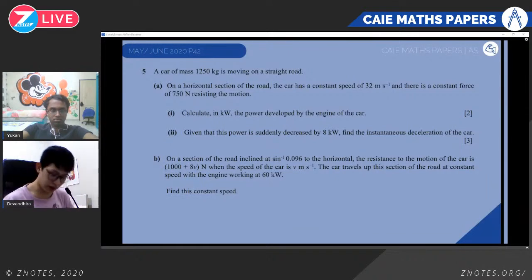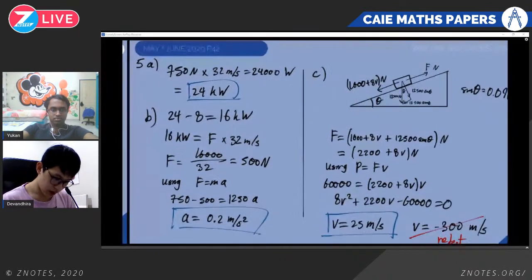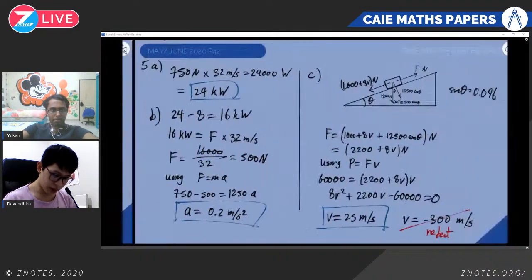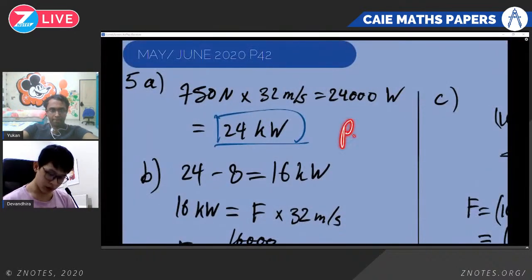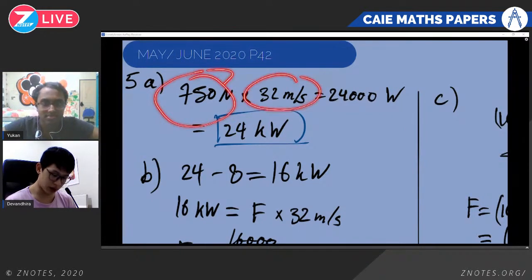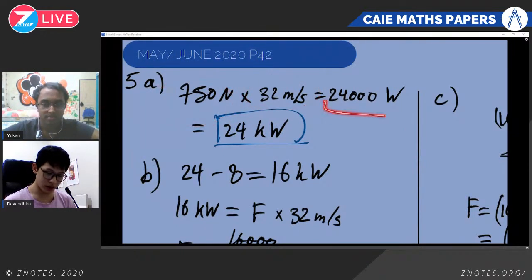Sure, let's do that. Let's do A first. Okay, so we're asked to find the power, right? Kilowatts, the power. That means we can use the formula P is equal to FV, correct? So force times velocity. So we have our force and we have our velocity. 750 times 32 is 24,000. Just put that in your calculator and see how it works. And because we want to write in kilowatts, we divide by 1,000 basically, so we get 24 kilowatts.